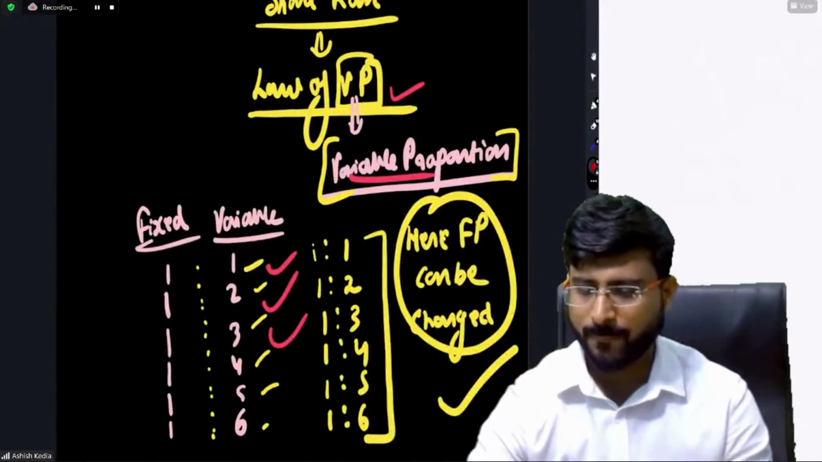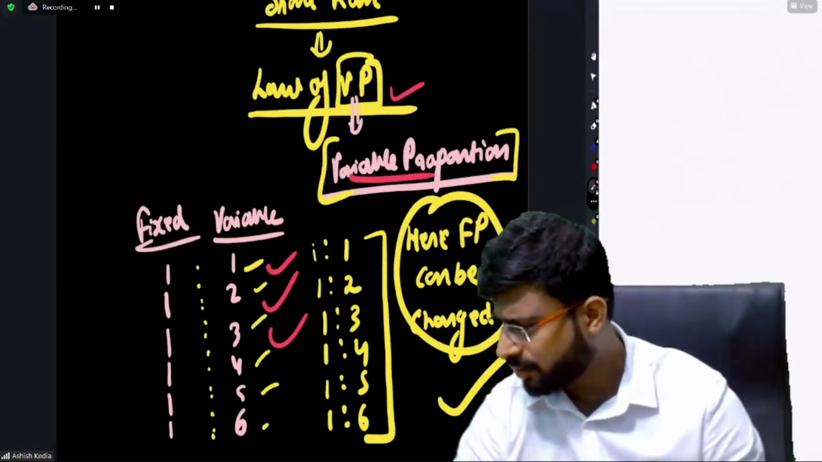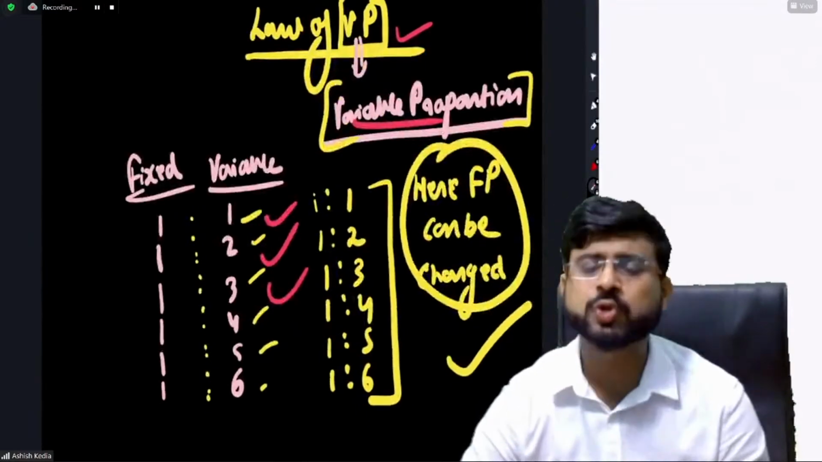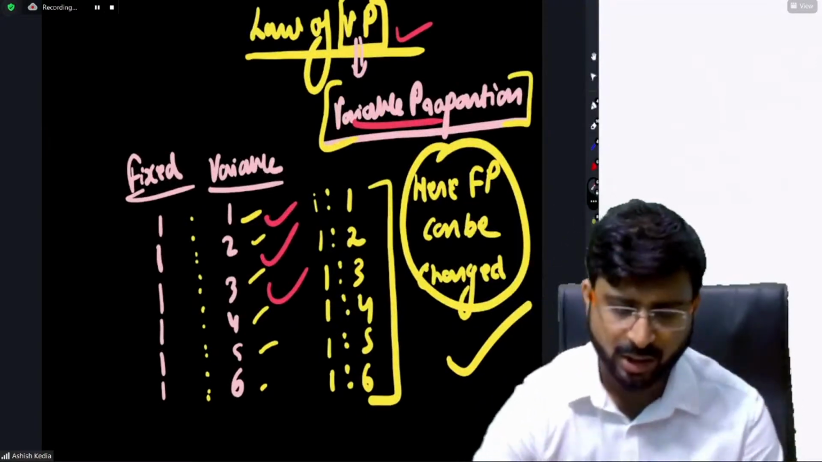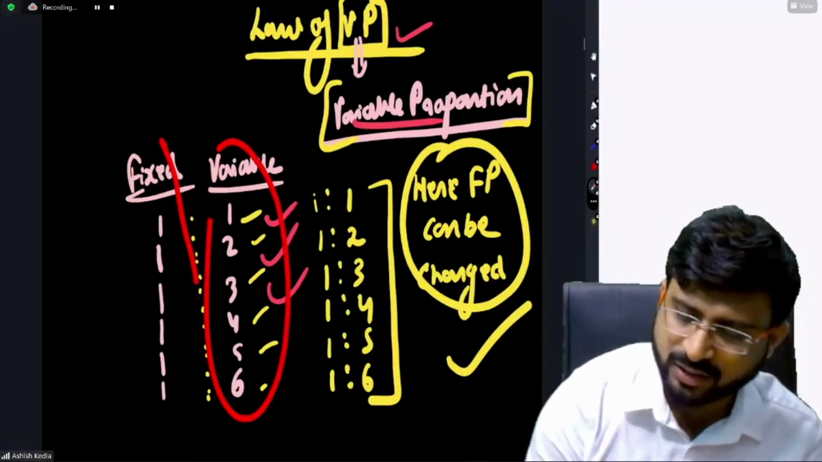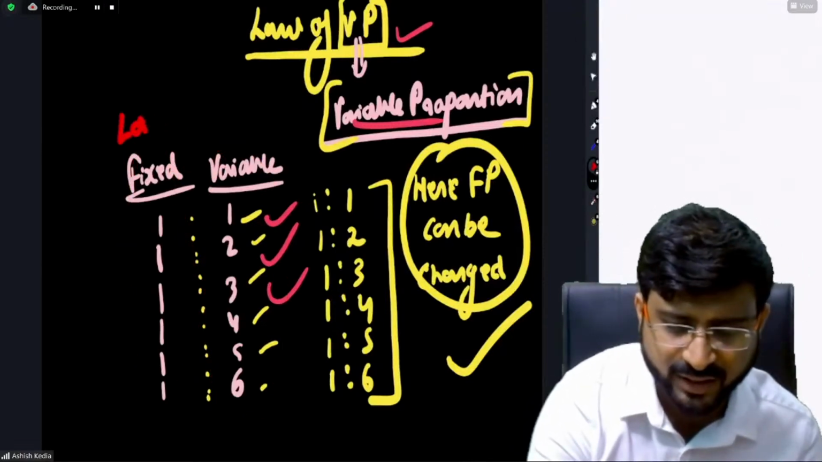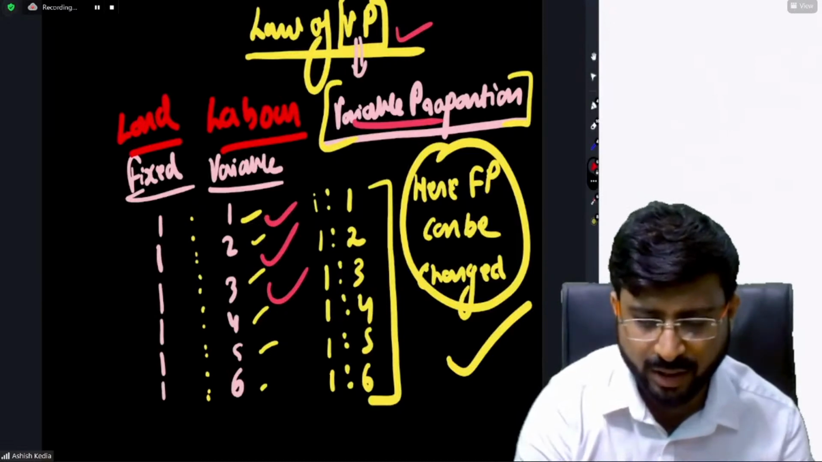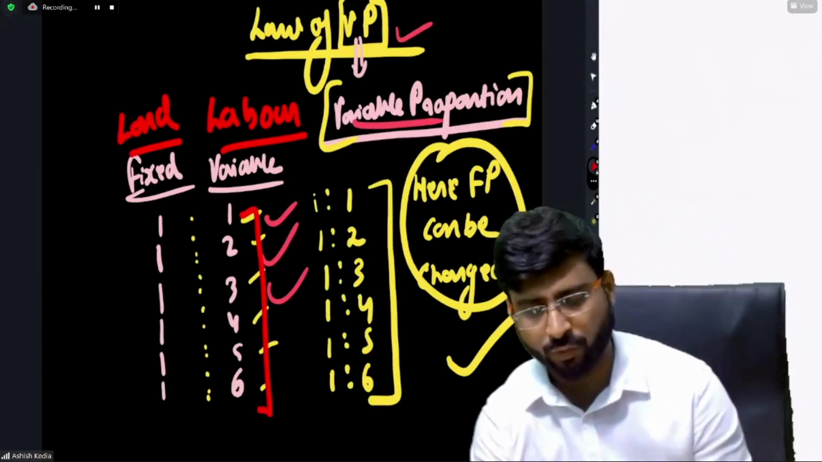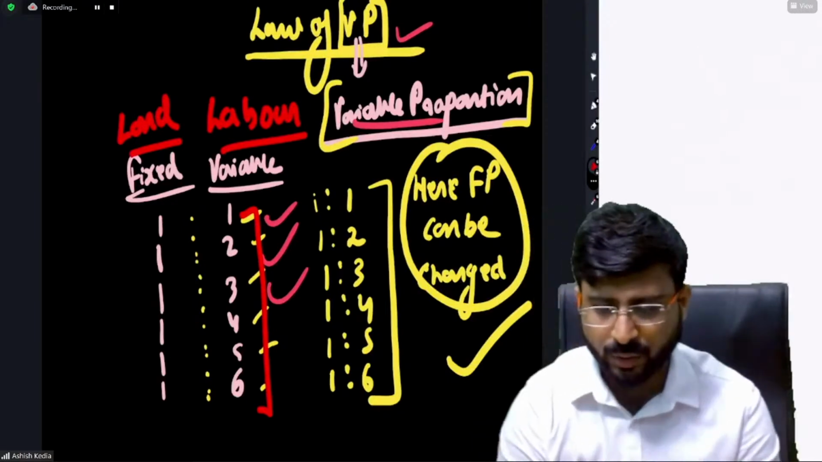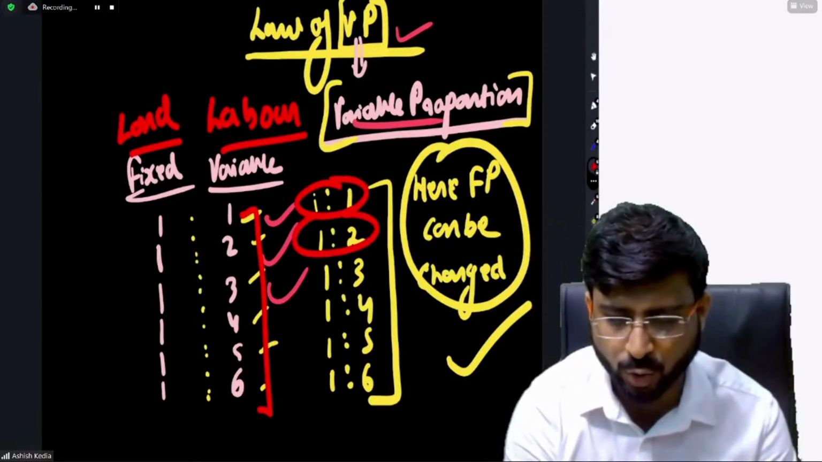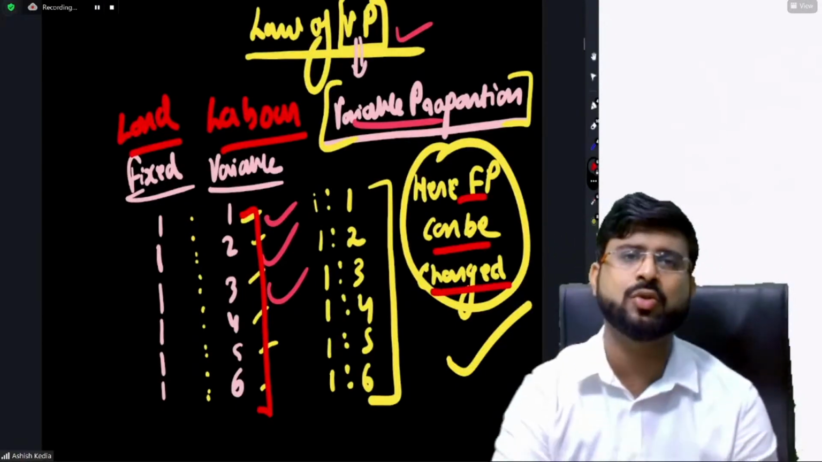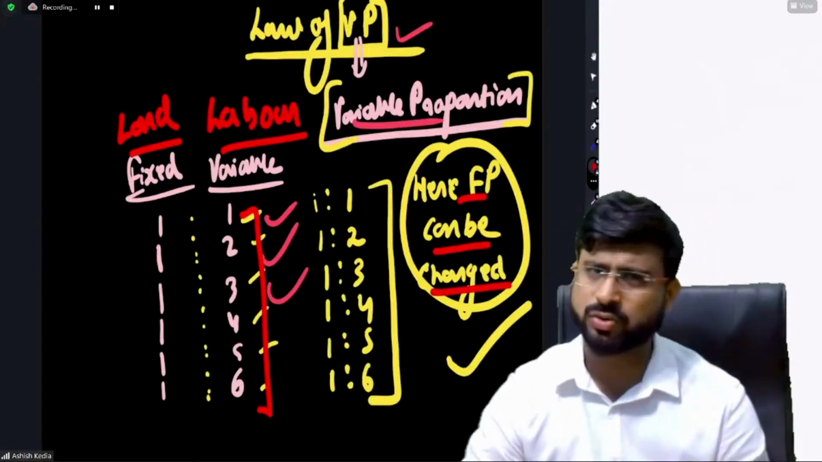Now, friends, when we studied the law of variable proportion, we understood that it was possible to change factor proportions, meaning there is one fixed factor and then a variable factor like labor that we were increasing. Let's say the fixed factor is land and the variable factor is labor. So what we were constantly doing was increasing labor, 1, 2, 3, 4, 5, 6 in this way. And the ratio was constantly changing from 1 is to 1, to 1 is to 2, to 1 is to 3, 1 is to 4, 1 is to 5. So factor proportions were changing constantly. Do you remember this, friends? Yes or no, please?